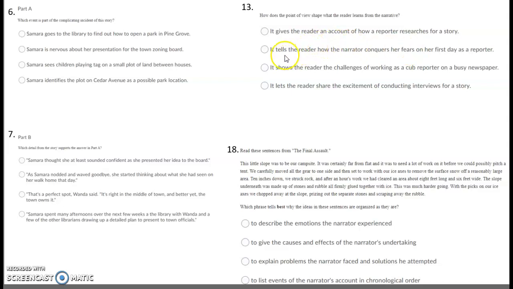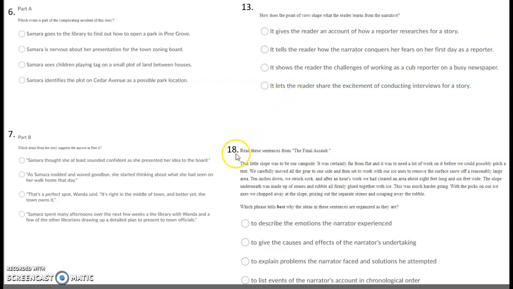And then you really had to go back in and identify that, hey, it was in first person point of view, and what information does that provide for the reader that is different from if it were in third person. Okay. This one, it shows the reader the challenges of working as a cub reporter in a busy newspaper. We do learn about the challenges, but again, it's not the point of view that helps us to learn. It lets the reader share the excitement of conducting interviews for a story, not, again, necessarily specific to point of view.